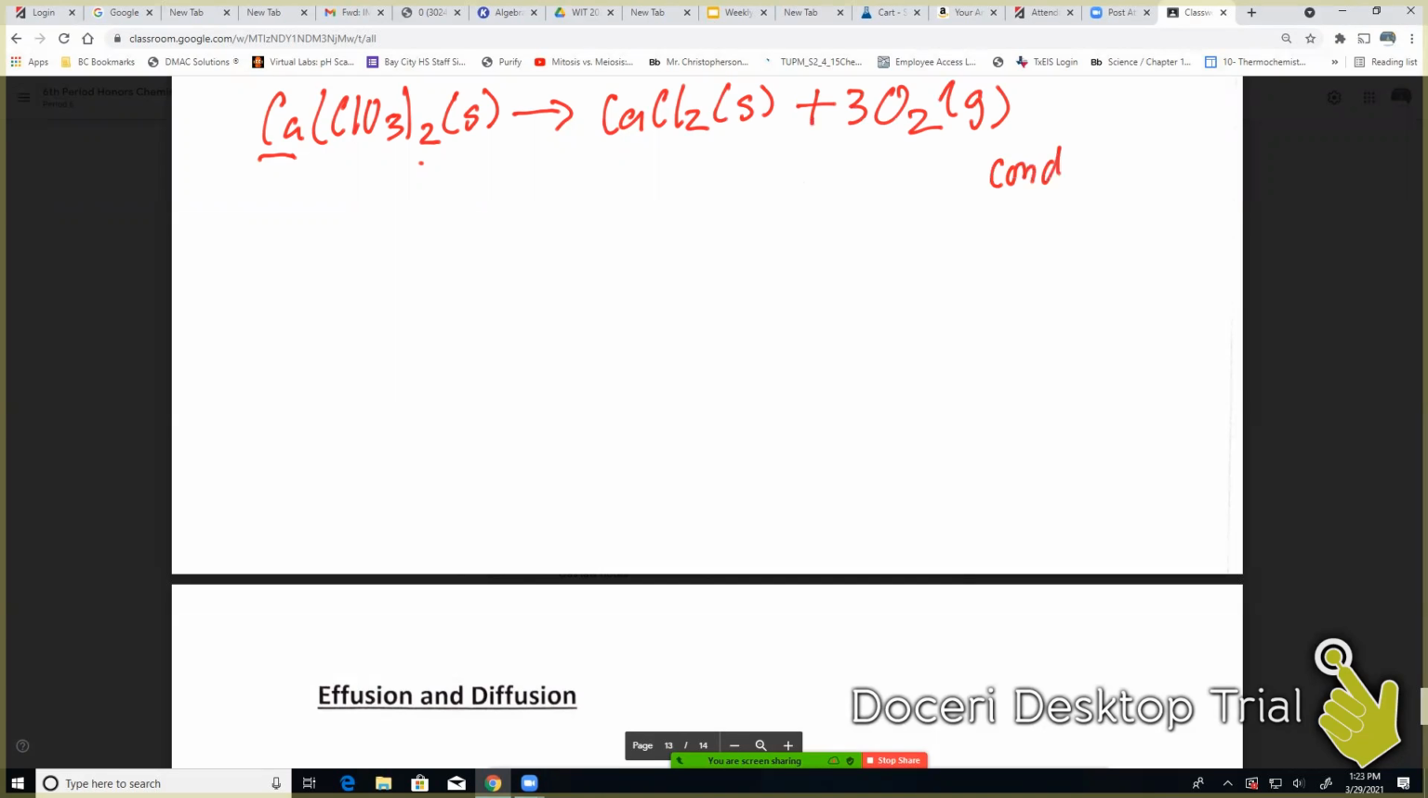So these are our conditions. We're at 301 K and 1.9 atm. And we have 8.7 liters of oxygen. And what we're trying to find out is how many grams of this calcium chlorate.